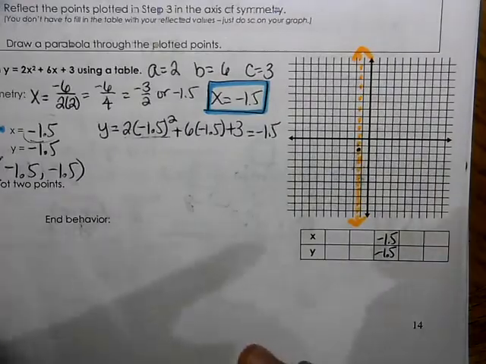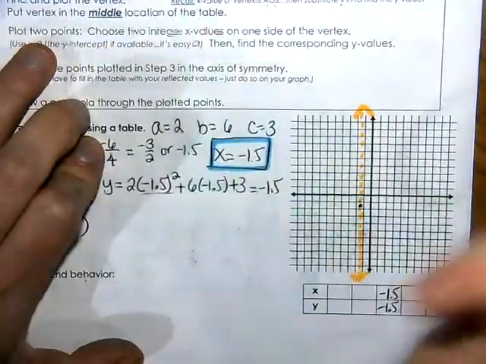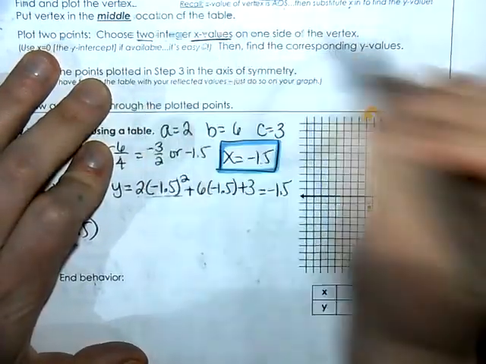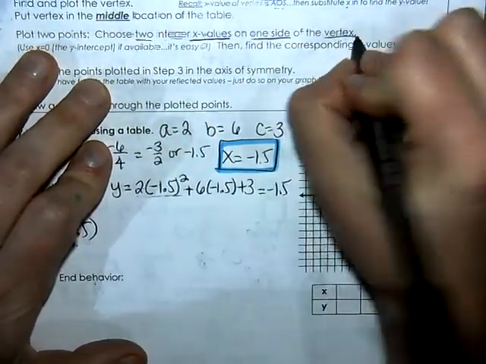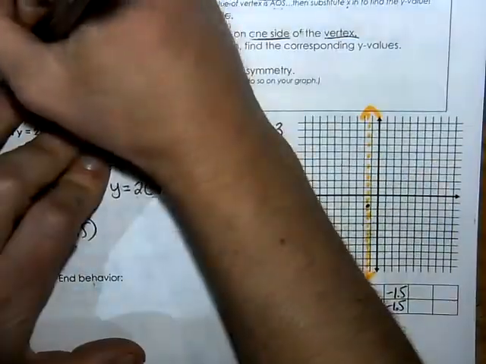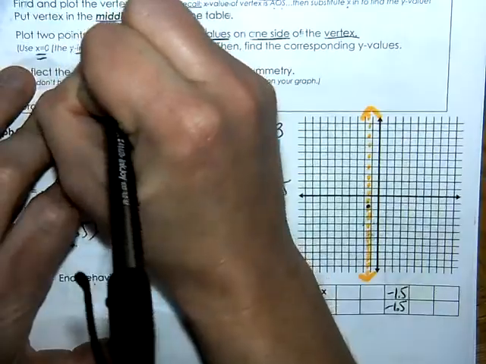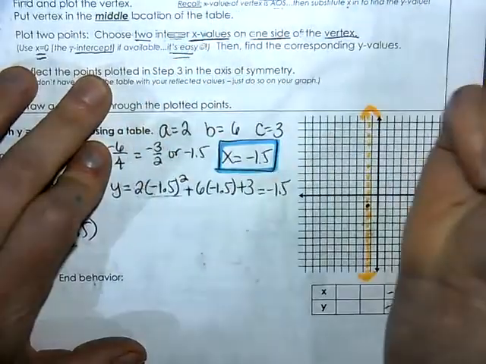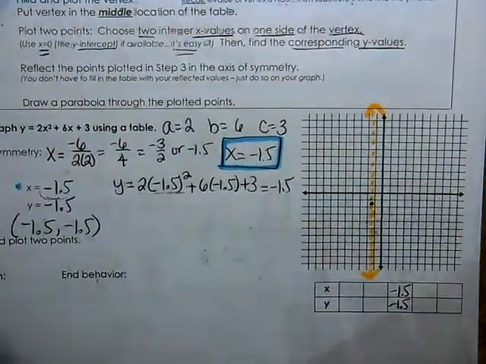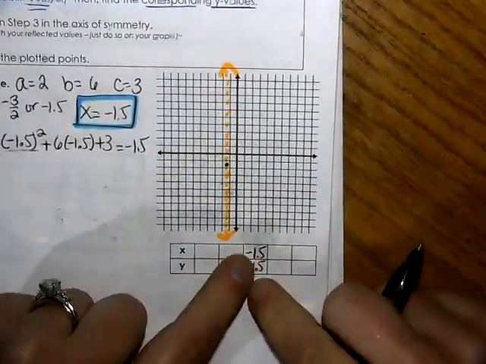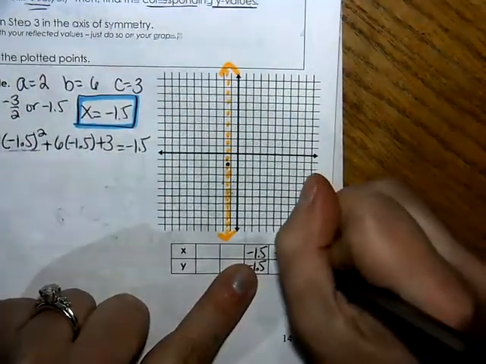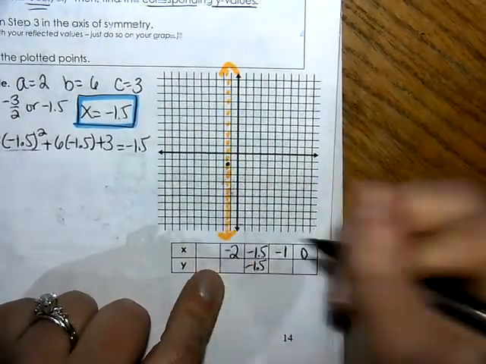Next, I'm going to plot 2 points where I'm going to choose two integer x values on one side of the vertex. And then, if possible, use x equals 0 or the y-intercept if it's available. Technically, it's pretty easy to use. And then we're going to find corresponding y values. So what that means is I'm going to logically come up with some values. So I would probably recommend choosing negative 1 and 0, and then negative 2 and negative 3.